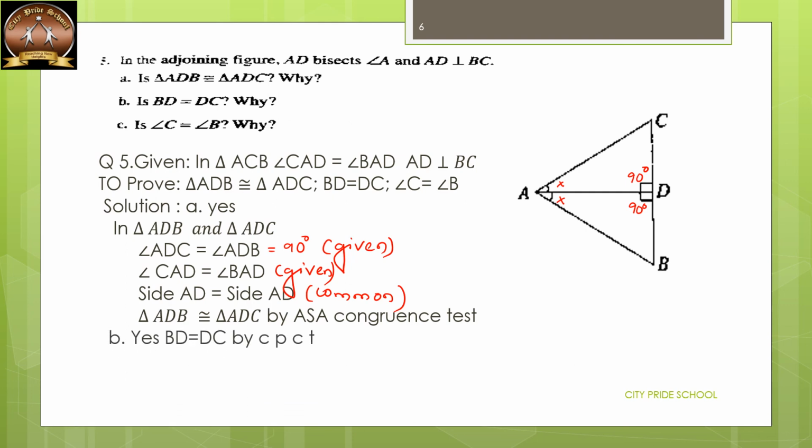Now let us see whether the second is correct, that is, whether BD is equal to DC. Once we prove that these two triangles are congruent, other parts of the triangles will be congruent, and the reason will be CPCT. Similarly, the third one, angle C, is also equal to angle B by CPCT.